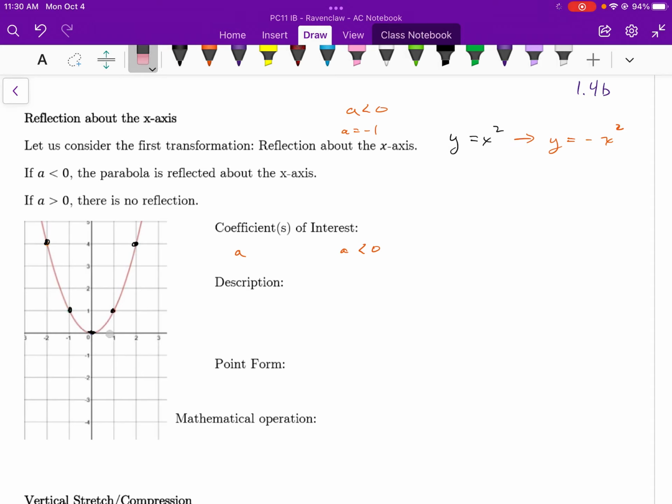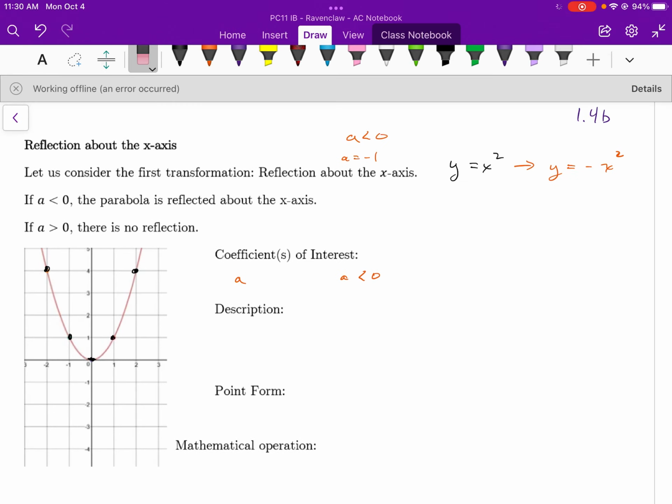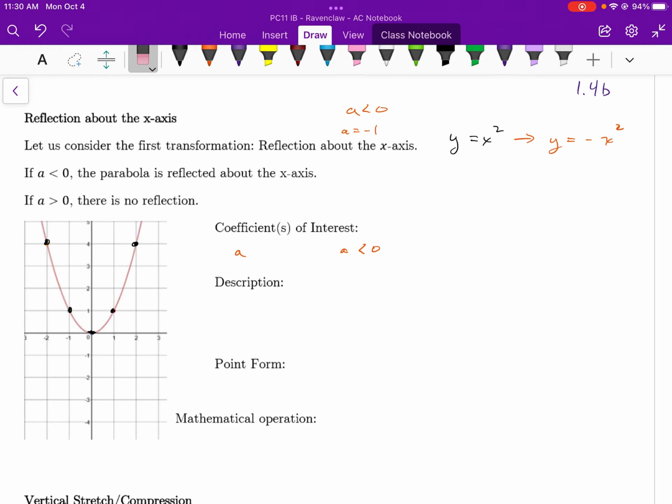Now, this is the x-axis. If I reflect them about the x-axis, they just simply change places. It's like a piece of paper that is folded along this line, the x-axis. Now, what I'm going to do is reflect about the x-axis. I'm going to change the graph, and then we'll get on to the equations and the mathematics.